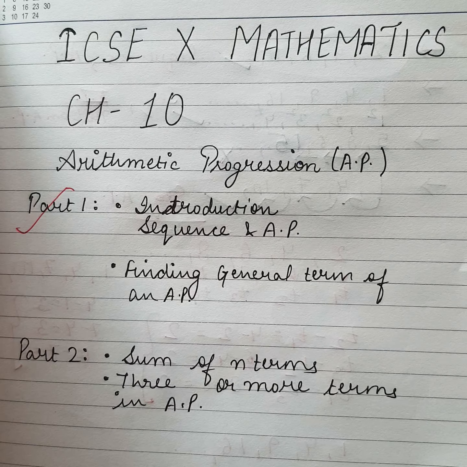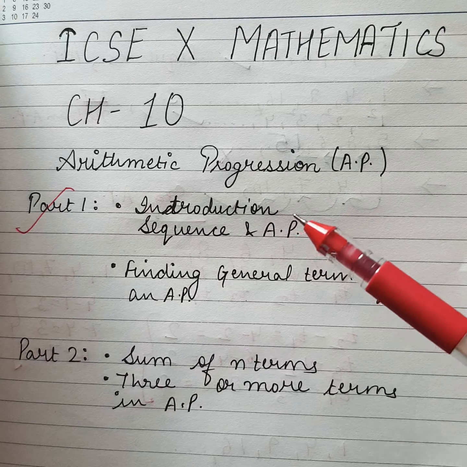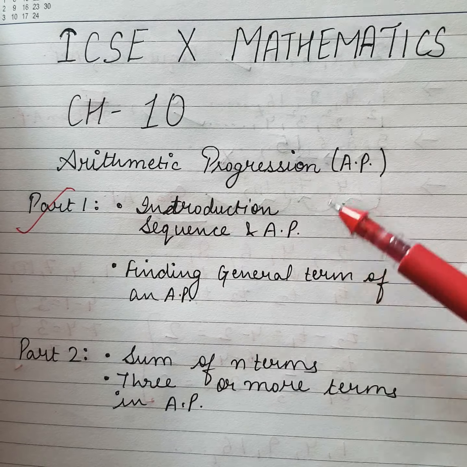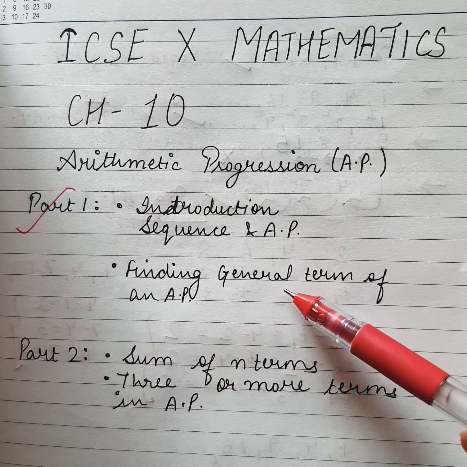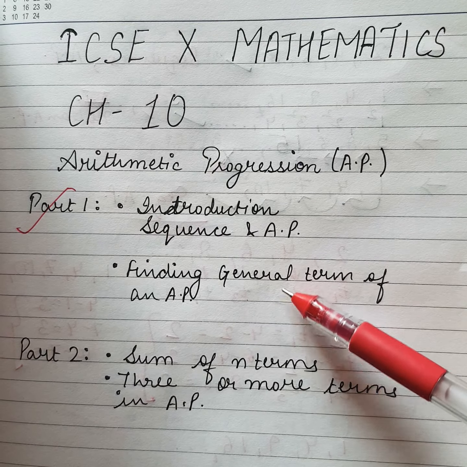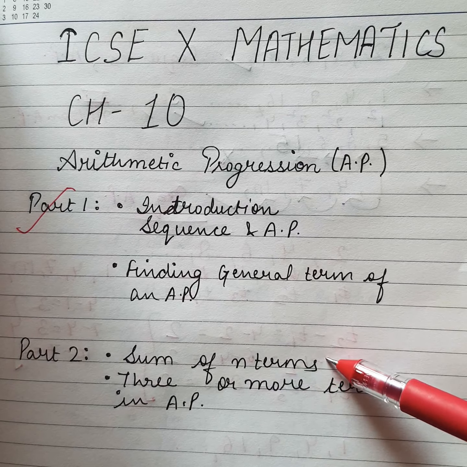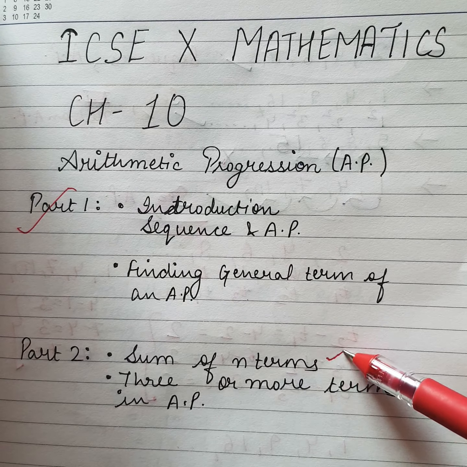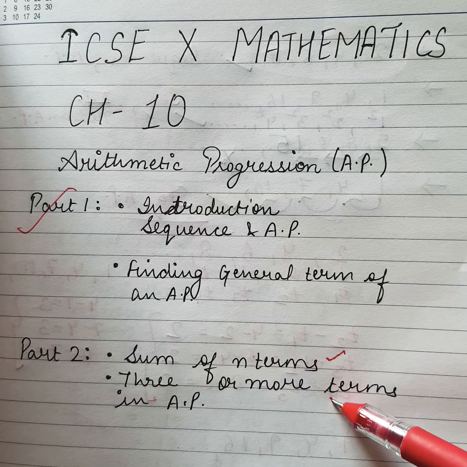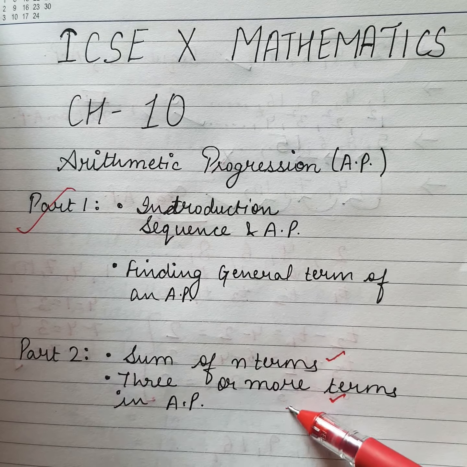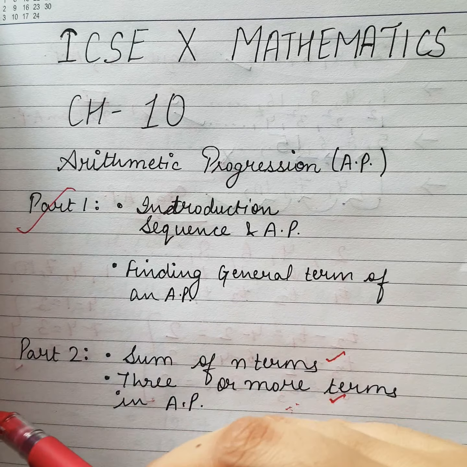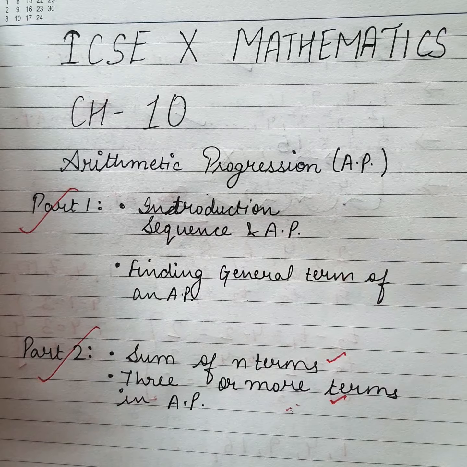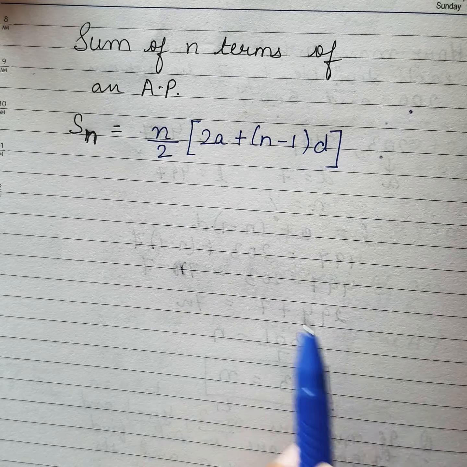We were doing chapter number 10. In the first part we have done introduction, sequence and AP and finding the general term. Now in this part we are going to learn how to find the sum of n terms and the selection of 3 or more consecutive terms. So let's get started. Sum of n terms of an AP.